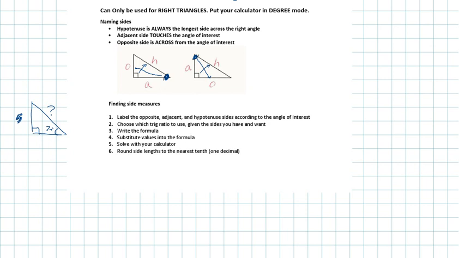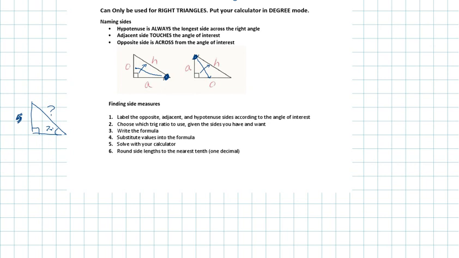Label the opposite, adjacent, and hypotenuse sides according to the angle of interest. So first thing, label your triangle. After that, you're going to choose which trig ratio to use, given the sides you have and want. You have to decide: am I using sine, cos, or tan? That depends on what's given to you and what you need to find.